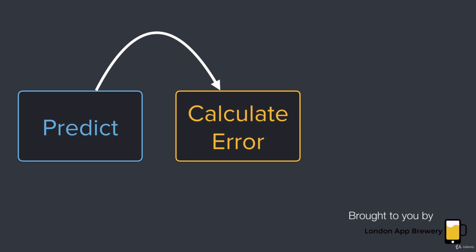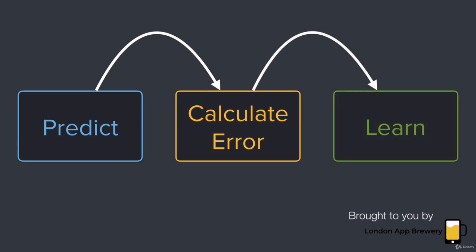After making the prediction, step 2 is calculating the error. In other words, we need to measure how good the prediction was. We need to calculate how far off we were from the data. And that's why we calculate the size of our error. And step 3 is the learning step. This is where we adjust our initial prediction.